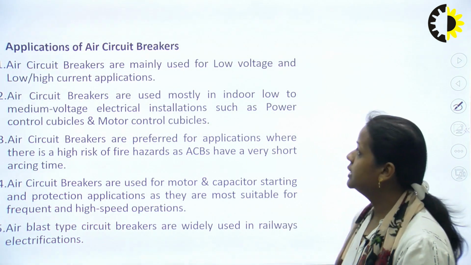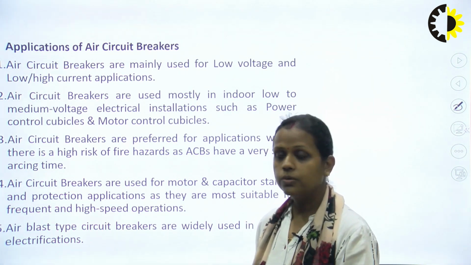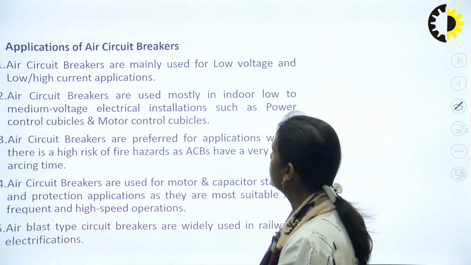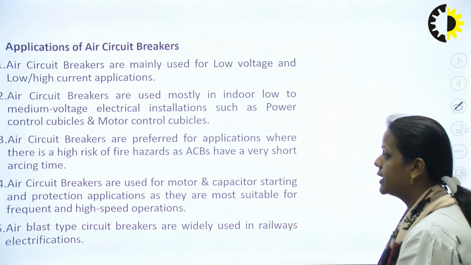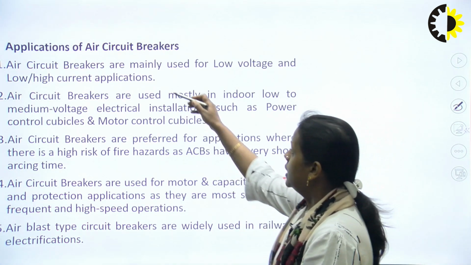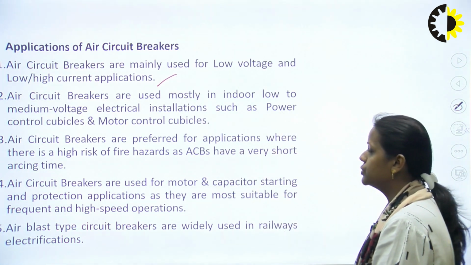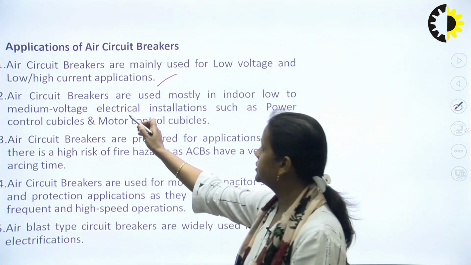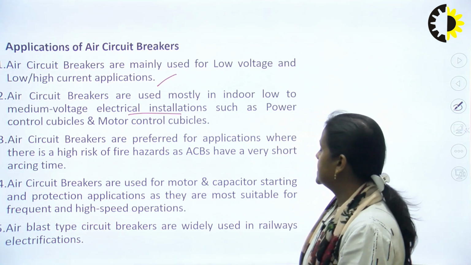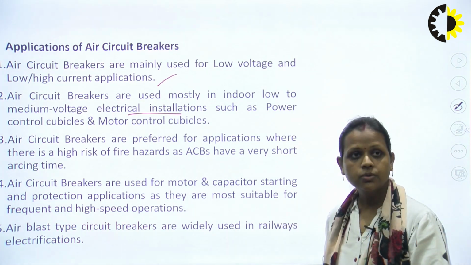Now coming to the application of air circuit breaker. Air circuit breakers are mainly used for low voltage and low or high current applications. They are also used mostly in indoor low and medium voltage electrical installations such as power control cubicles and motor control cubicles.